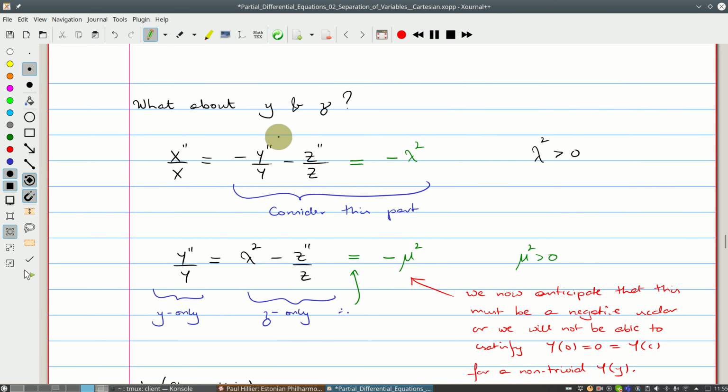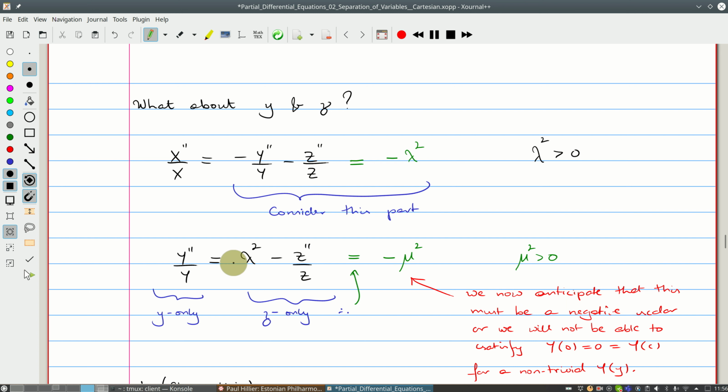So what about y and z? We've got the function of x. Well, to get a grip on that, we now look at our differential equation as we had it in the separable form. And now let's look at the second two terms only. So minus y double prime over y minus z double prime over z is equal to minus lambda squared. So we'll put those down here. Now I will keep the terms in y on the left hand side and move the z terms to the right hand side. So we have y double prime divided by y is equal to lambda squared minus z double prime divided by z. Remember, these are functions of little y and little z respectively.